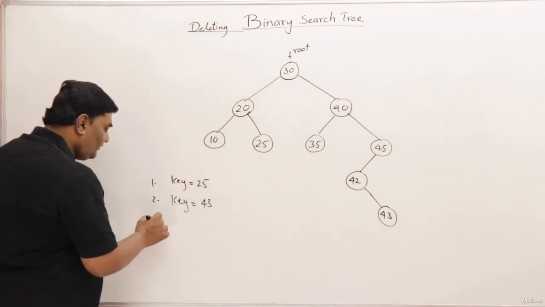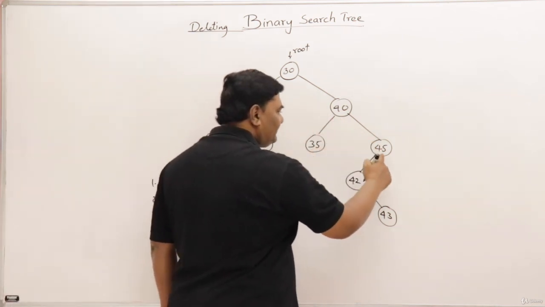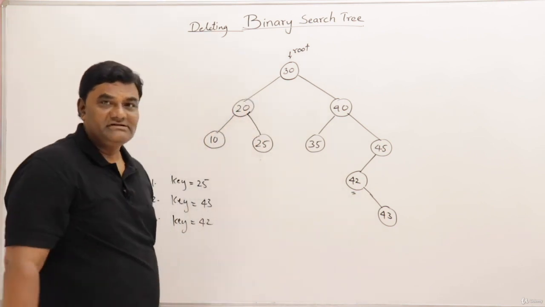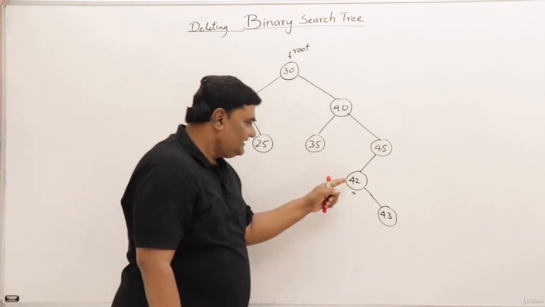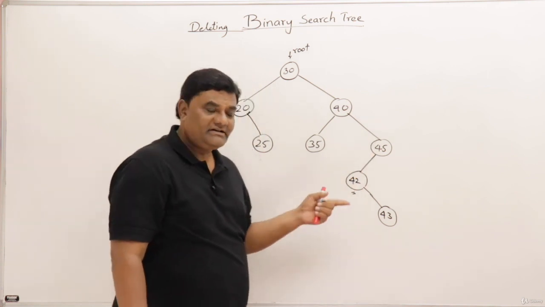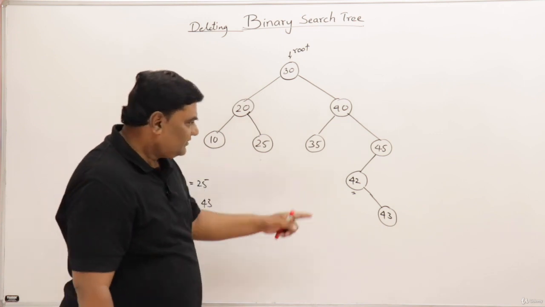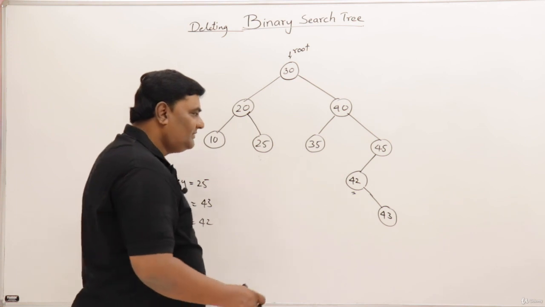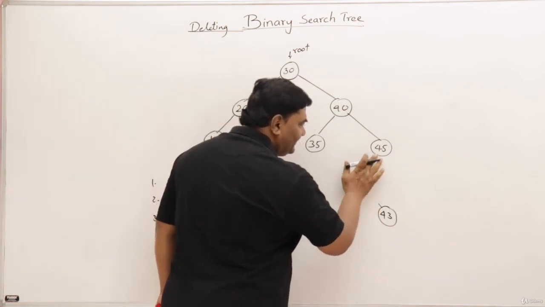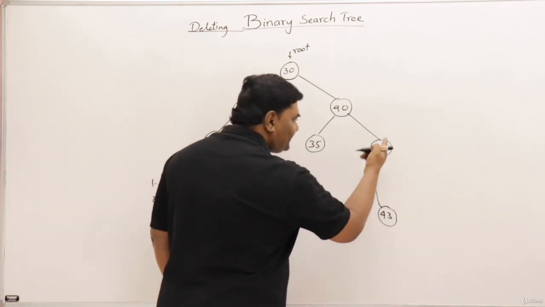Next, I want to delete the key 42. Search for 42. 42 is greater, and this is smaller than this one. Yes, found. Now the problem is here. If I delete 42, then I have to modify the link of the parent. But 42 also has a child. Okay, it has just one child, no problem. Its child will take its position. So if 42 goes away from here, then the parent will point to its child, which becomes the left child of 45.